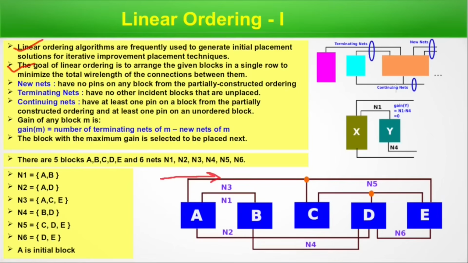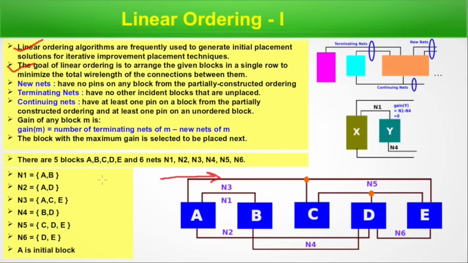Now a continuing net: there is one connection starting from here, and then going in another direction. And what is gain? Gain of any block M is the number of terminating nets of M minus the new nets of M. So gain of Y is here N1 minus N4. N4 is a new net from here and it's terminating. So 1 minus 1, 0.